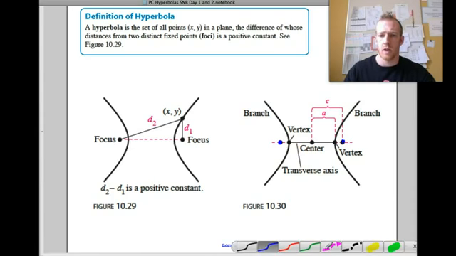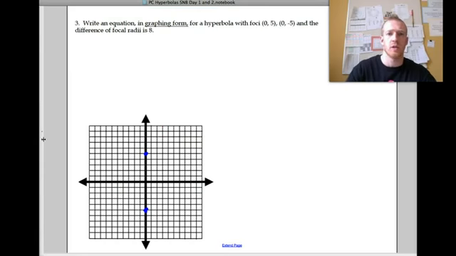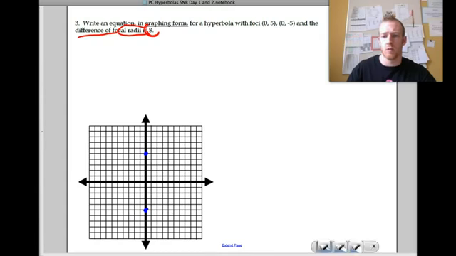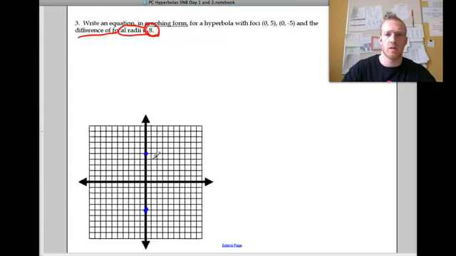And we also know that this relationship is true. Starting at one focus, picking any point along your graph, and then going to the other focus, when I subtract these two, it always equals a number. And in this case, it equals an 8. That's what we mean by the difference of the focal radii is 8. So we want to get an equation that involves that 8, and c is the distance from the center to the focus. So we know that here, from the center to the focus is 5.